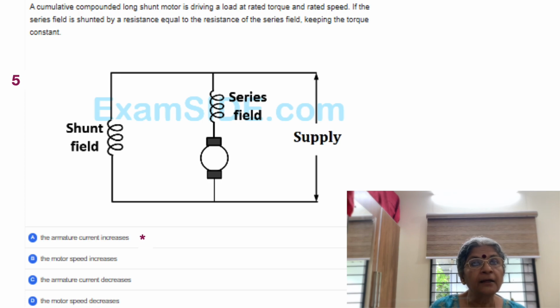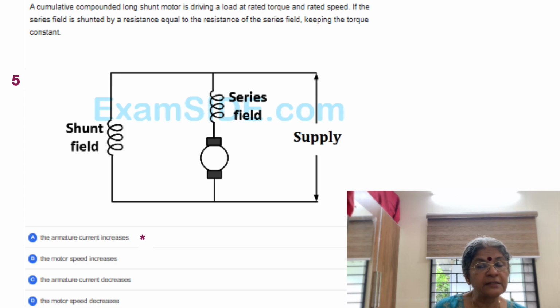What it means is that the amount of current flowing through the series field winding reduces, or the flux reduces. The series field is shunted by a resistance equal to its own resistance, keeping the torque constant. It's running at rated torque and rated speed, so keeping the torque constant is the requirement. The only way to keep the torque constant is to see to it that because the field is reducing, the back EMF has to increase.